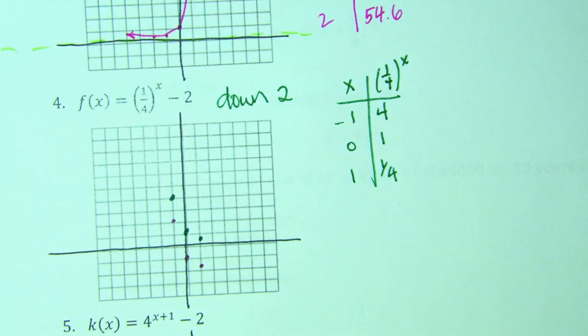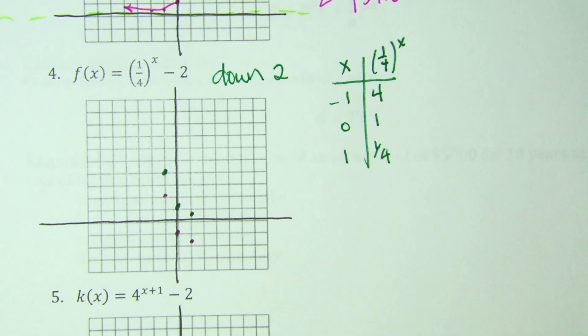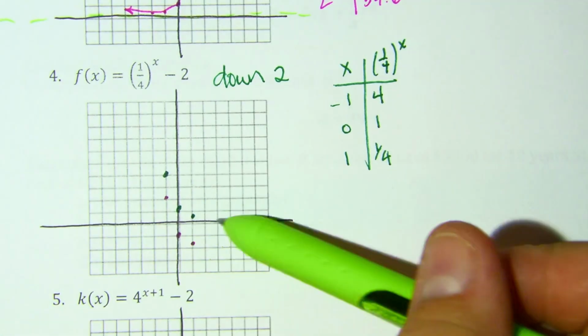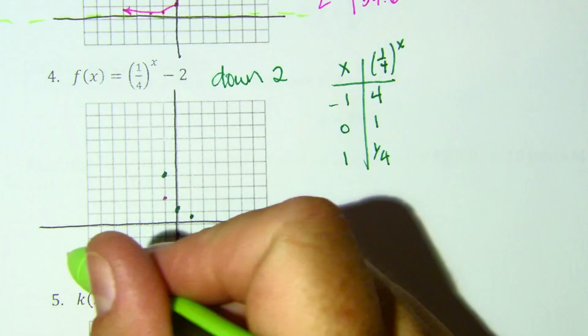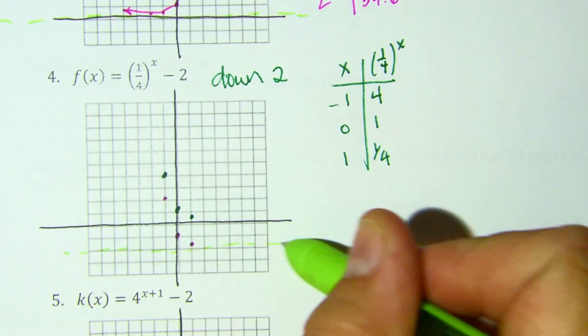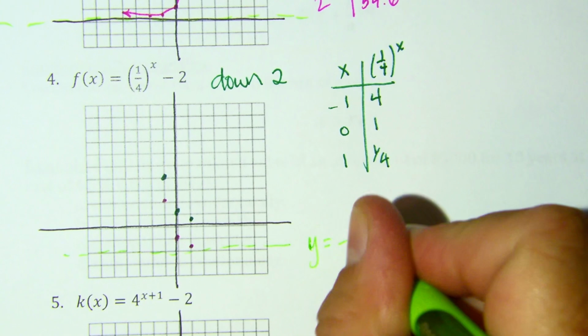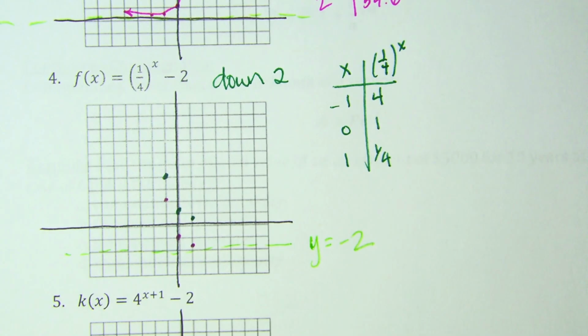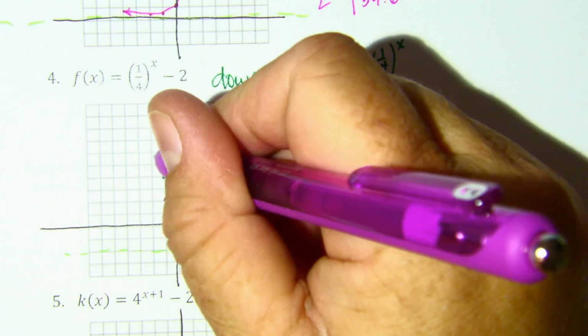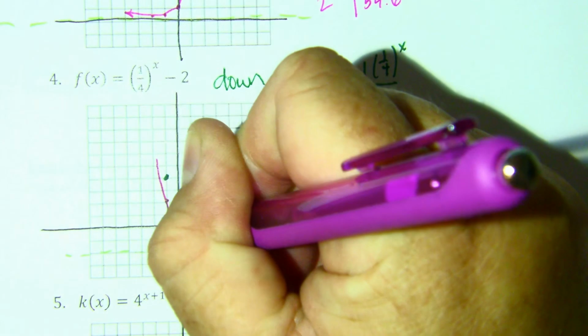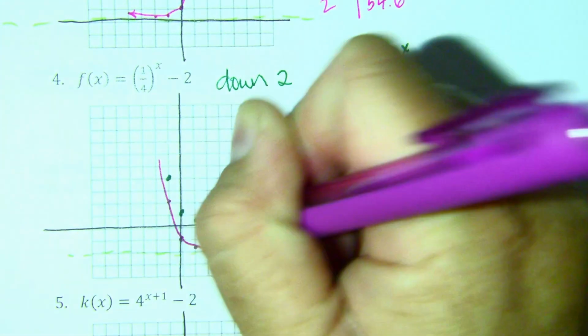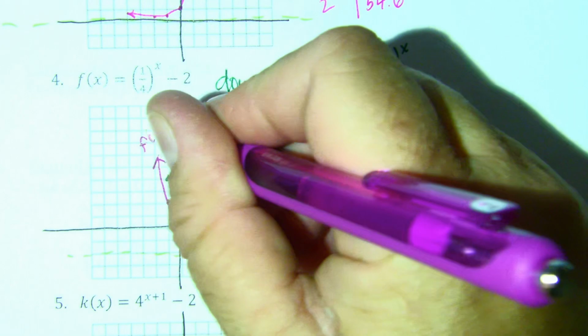And a vertical shift like that moving down also moves our horizontal asymptote. Instead of being at the x-axis, it moves down 2. So now it's at the equation y equals -2. So we can go ahead and draw that line through the points that we got when we moved them, and that is f of x.